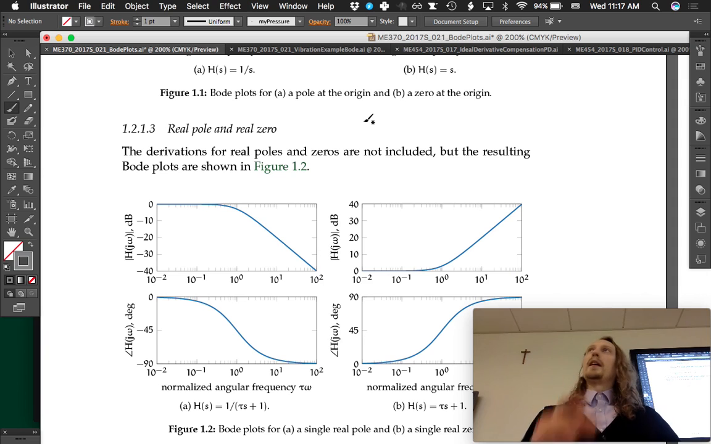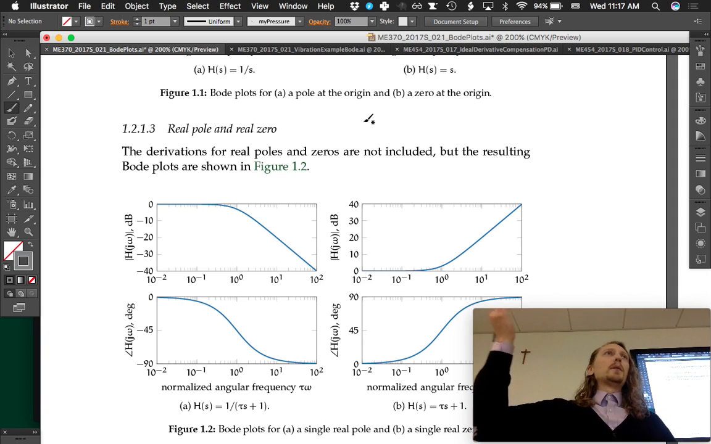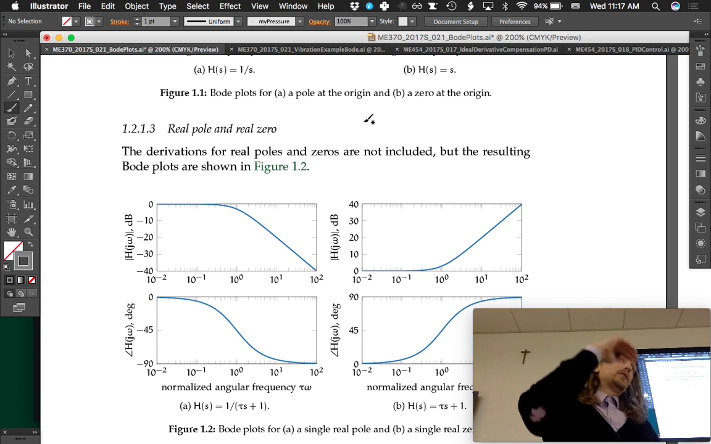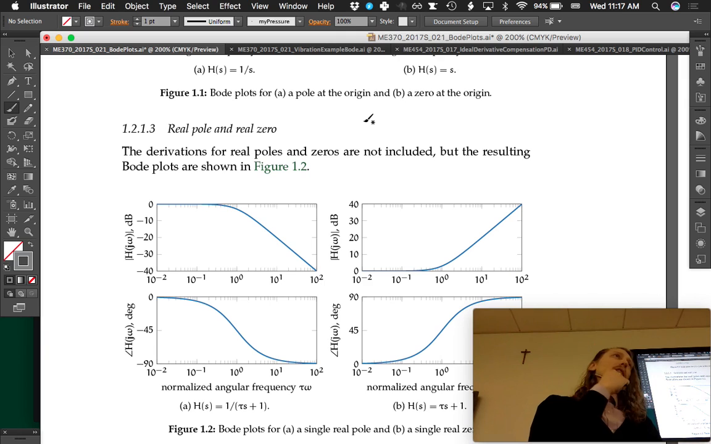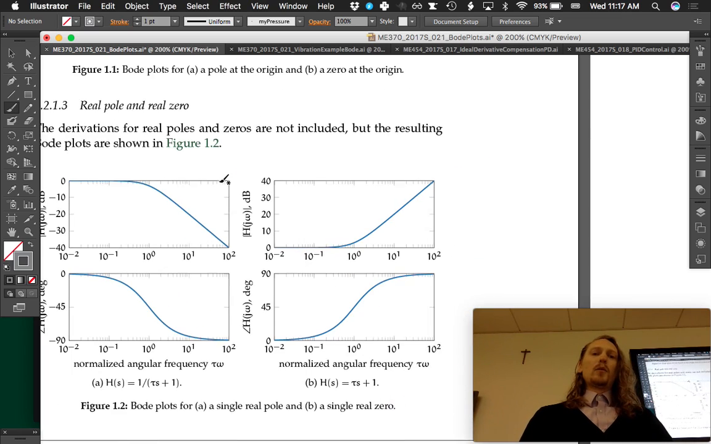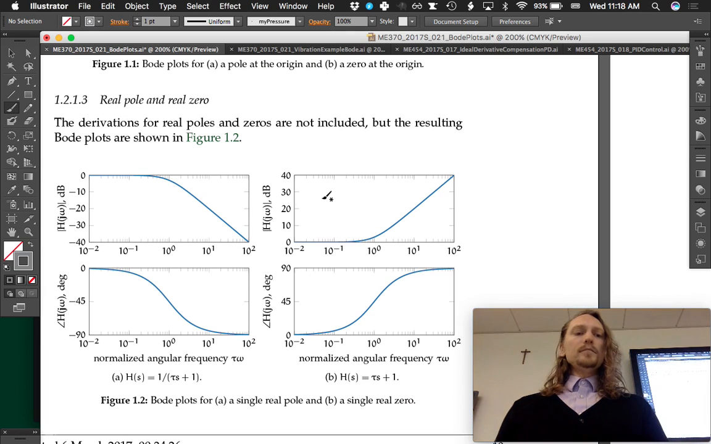So if I go through and I find the magnitude of the frequency response function, find the phase of the frequency response function, you can find a derivation in the textbook on this. It's just kind of, the first order is not bad. Second order gets pretty long. It turns out that the plots for these are very simple and predictable.